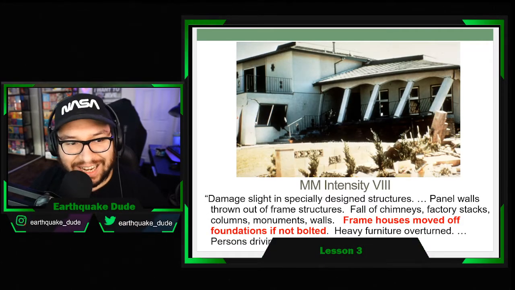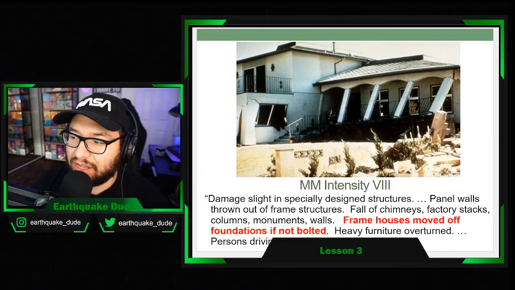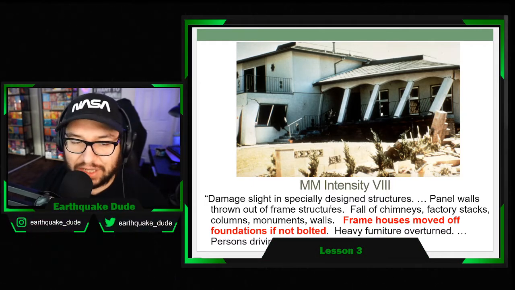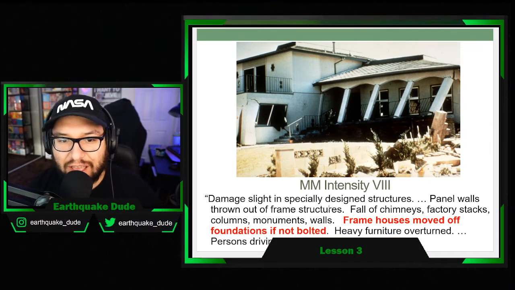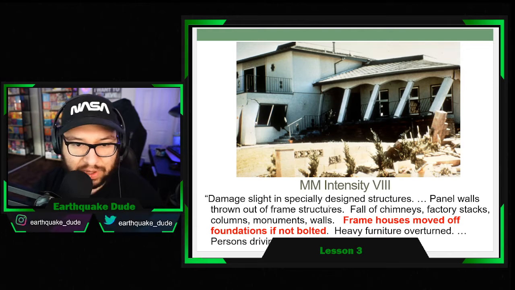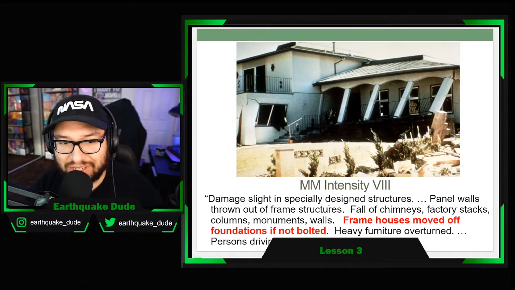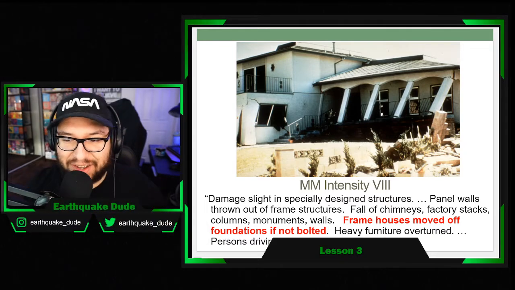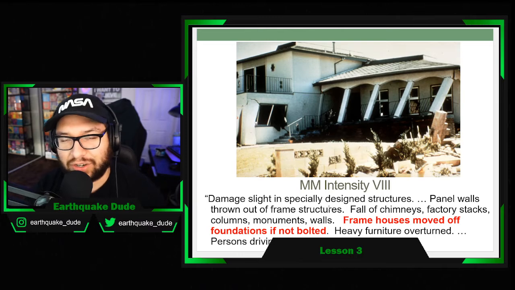This is an intensity 8, so now we're getting to much stronger intensities. Damage slight in specially designed structures, panel walls thrown out of frame structures, fall of chimneys, factory stacks, columns, monuments, walls, and frame houses moved off their foundations if not bolted. That's insane already. Heavy furniture overturned. Persons driving cars are definitely disturbed by it.